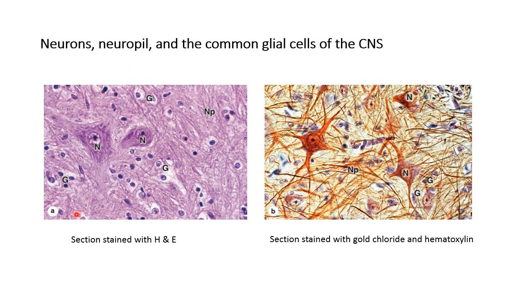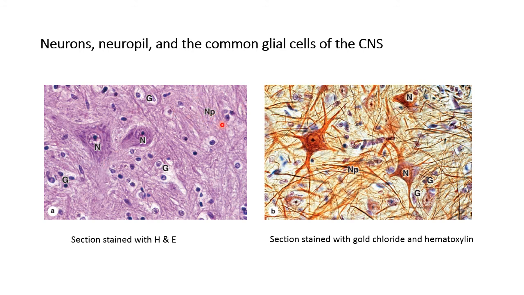This image shows the neurons, the neuropil, and the common glial cells of the central nervous system. On the left side, the section is stained with hematoxylin and eosin stain. On the right side, we have a section stained with gold chloride and hematoxylin. Here in H&E stain, we can see N stands for nucleus and the cell body, perikaryon of the neuron, and also here we have nucleus and the cell body of the neuron, perikaryon.